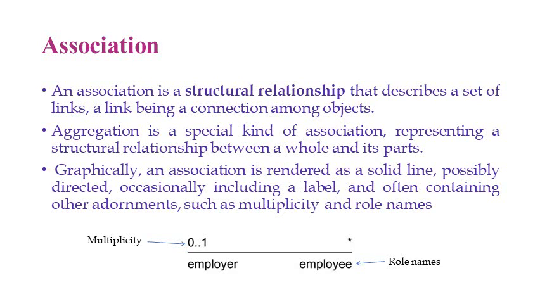Graphically, an association is rendered as a solid line, possibly directed, occasionally including a label and often containing other adornment such as multiplicity and role names. Now see, this is the notation for association relationship. It is just a solid line. On this, here two adornments are there, that is multiplicity and role names.